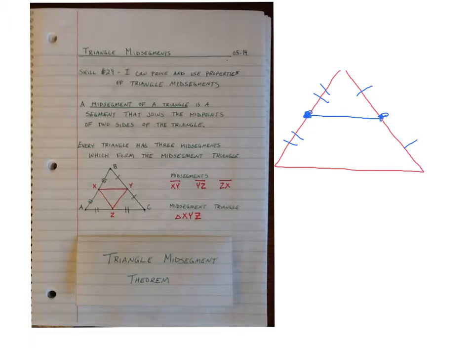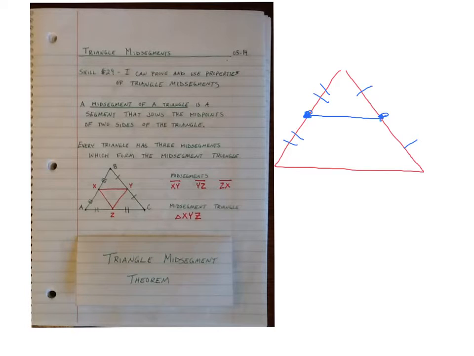A midsegment of a triangle is a segment that joins the midpoints of two sides of the triangle. What this means is that if we have a triangle and we find the midpoint of one side and the midpoint of the other side, so we have a midpoint here which creates that, and a midpoint over here which makes these halves congruent. The triangle midsegment is the line that connects those two midpoints.